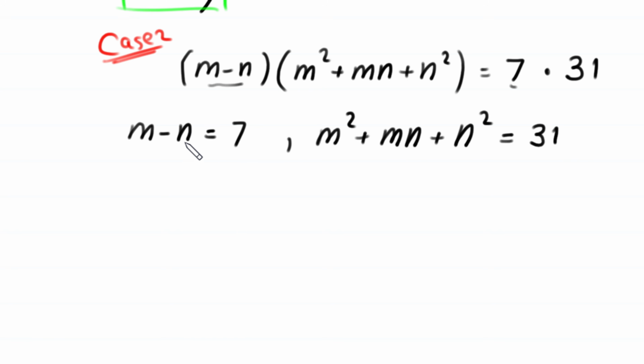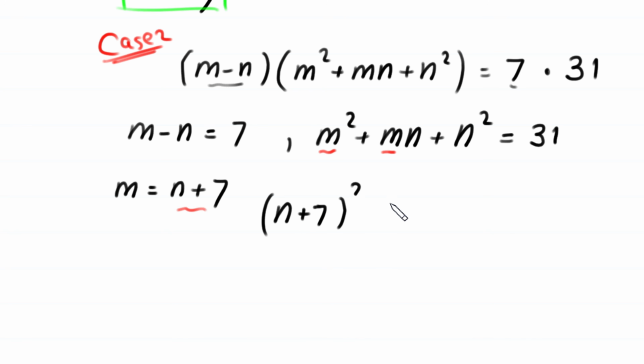From this equation move this negative n to the right hand side. This will become m is equal to n plus 7. So in this equation we replace this m and this m with this n plus 7. So this second equation will become n plus 7 whole squared plus n plus 7 times n plus n squared equal to 31.